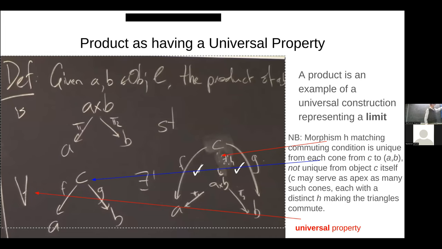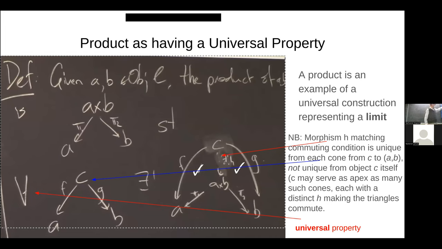What's the product in the preorder of natural numbers? Okay, so this is a preorder, right? Zero is less than or equal to one. One is less than or equal to two. Two is less than or equal to three. Three is less than or equal to four. So take two numbers. Say two with three.